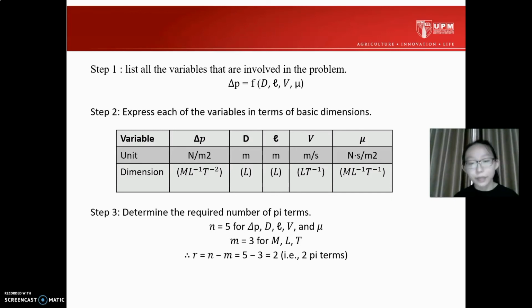Step 3: determine the required number of pi terms. n equal to 5 for pressure drop, diameter, length, velocity, and viscosity. m equal to 3 for MLT. So r is equal to n minus m is equal to 5 minus 3 is 2. That is 2 pi terms.